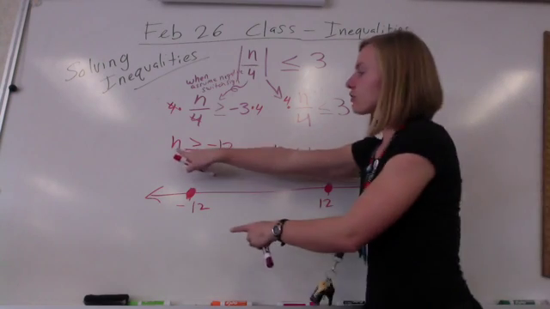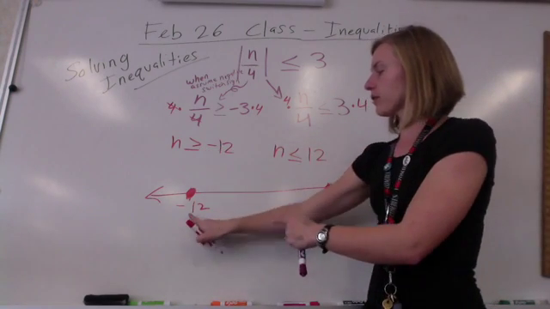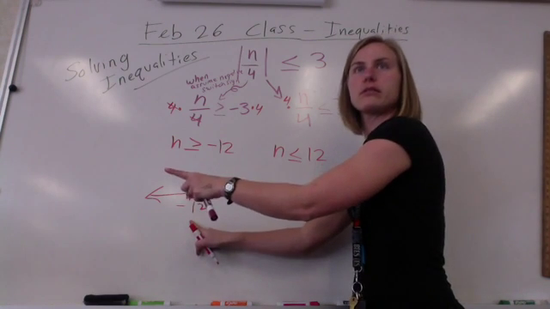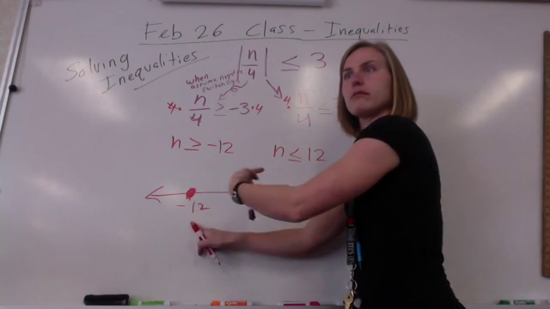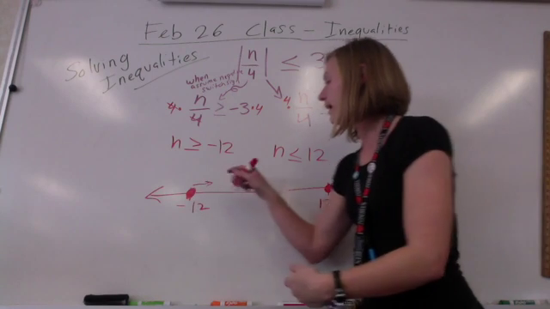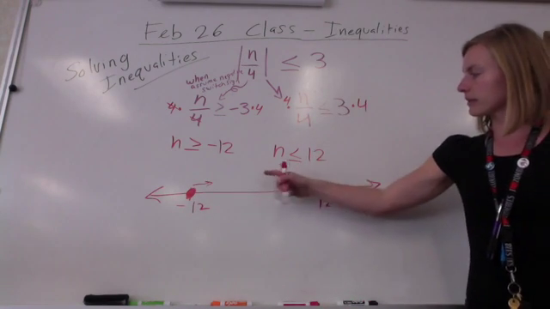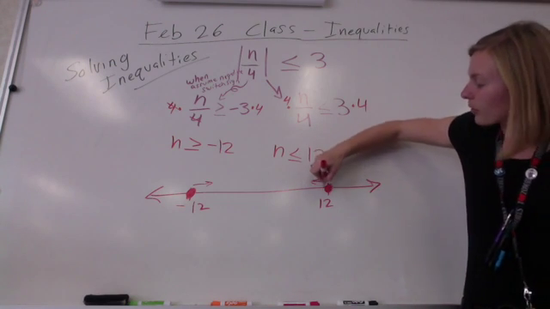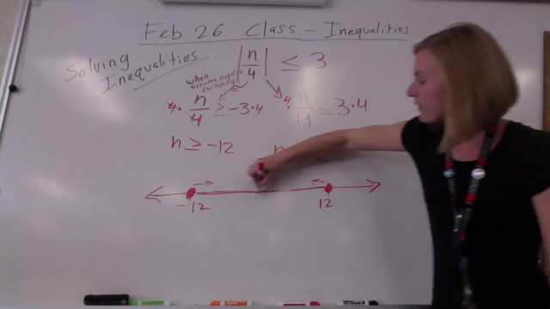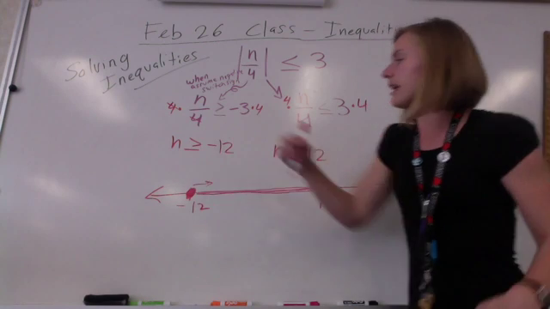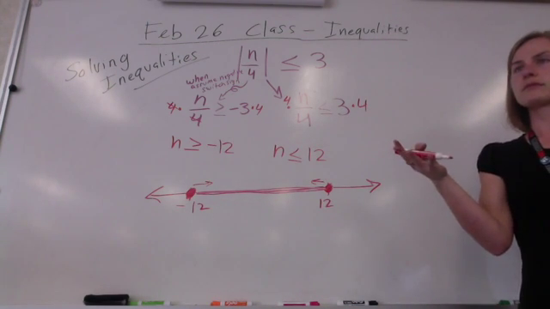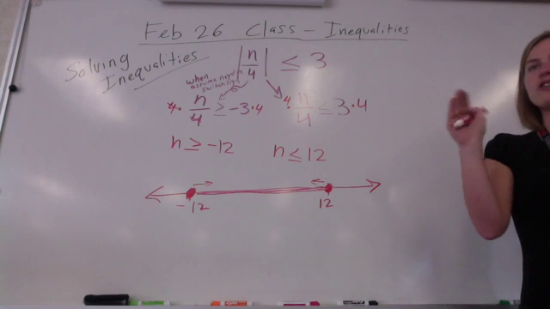Now, n is greater than -12. So from here, which way am I going? In or out? All the way. In the middle. I'm going towards the middle this way. And then from here, am I going that way or this way? I'm going to the left. So it's actually going to be all this stuff in the middle. So I'm essentially saying n is somewhere between -12 and 12. Which might happen. You might have a range of stuff.